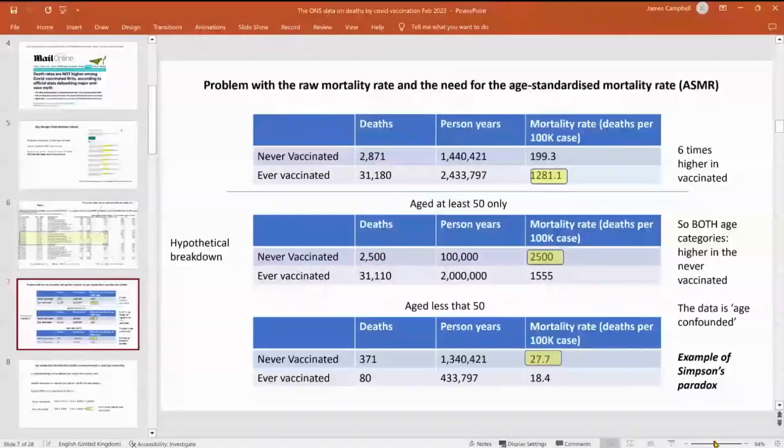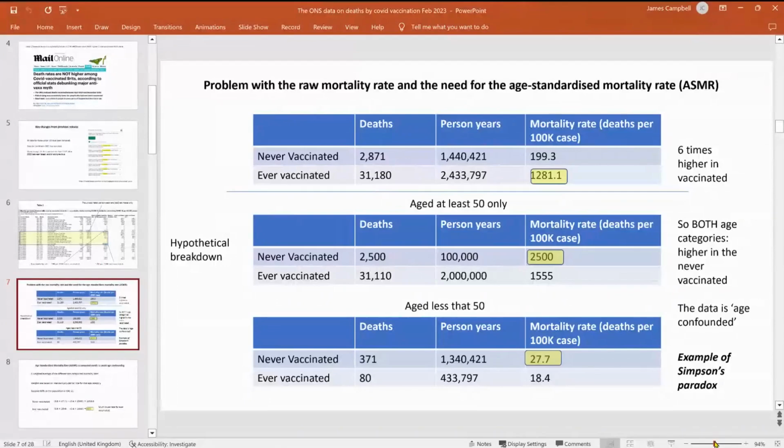Now, you need more age categories than this, but just as a hypothetical breakdown, suppose we broke it down into those who are aged at least 50 and those who are aged less than 50. Then what you'd see is this phenomenon whereby more deaths are occurring in the never vaccinated in those who are over 50. So you get this reversal of the mortality rate. Now you can see that in those who are at least 50, the raw mortality rate is higher in the never vaccinated than the ever vaccinated. And in the under 50, the never vaccinated is also higher than the ever vaccinated.